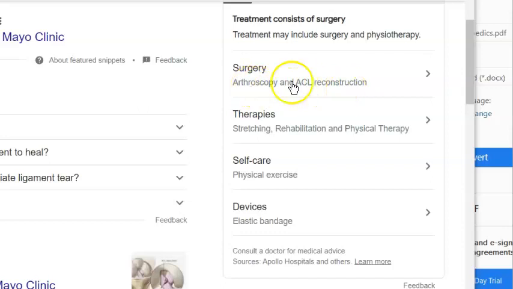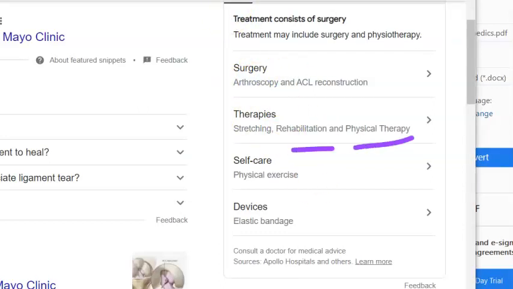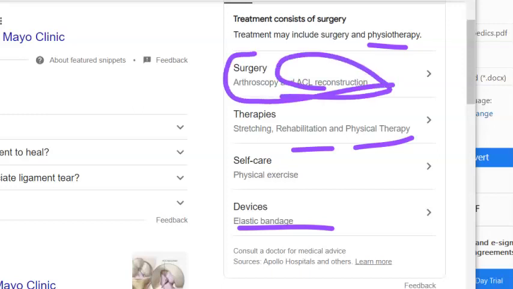I don't know why they're putting surgery on top. You should always put surgery at the last, right? So first you will say rehabilitation, physical therapy, physiotherapy, elastic bandage, knee brace, etc. And then finally you will talk about arthroscopy and ACL reconstruction. Okay.